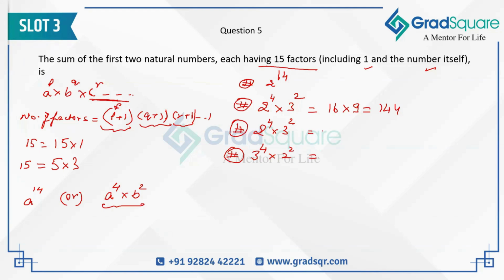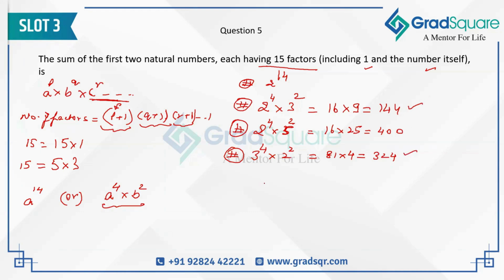So 2 power 4 is going to be 16. Sorry, this was 5 that I was trying to take. So 2 power 4 into 5 power 2, 5 power 2 is going to be 25. So 16 into 25 is 400. So 400 will be the number. Look at this number: 3 power 4 is 81, 2 power 2 is 4, and this is going to be 4 into 81, which is 324.